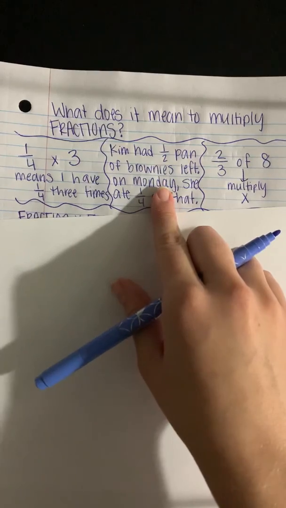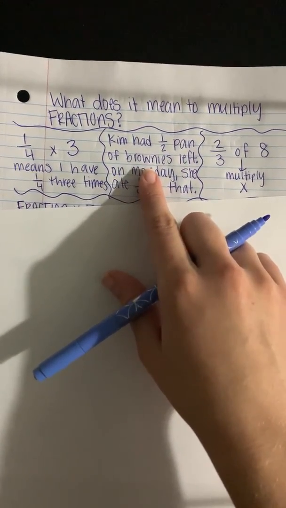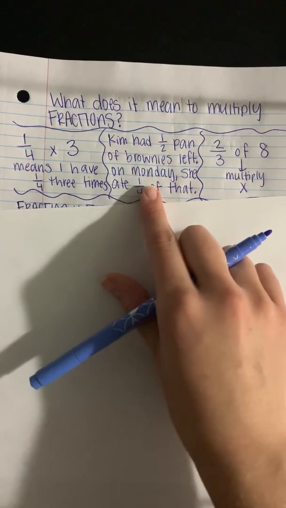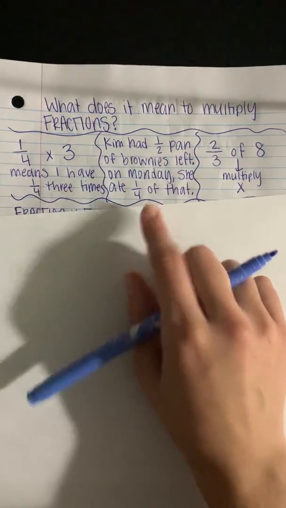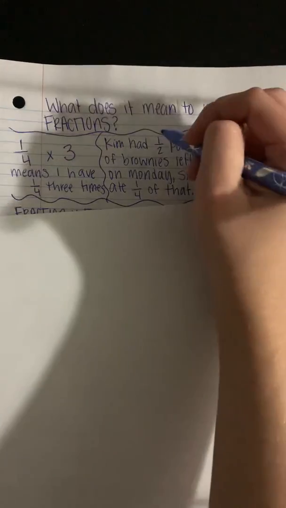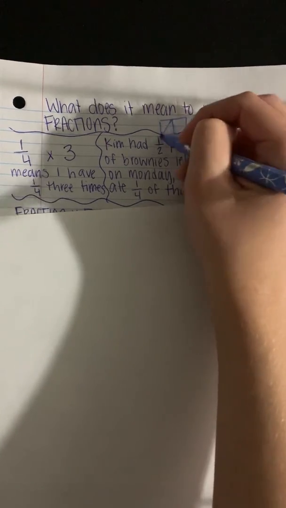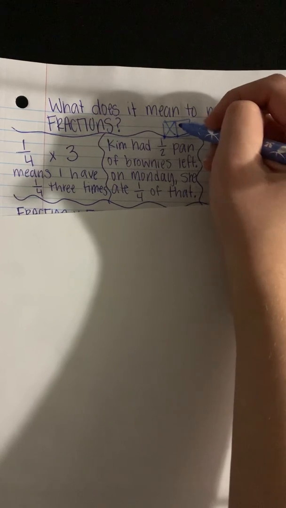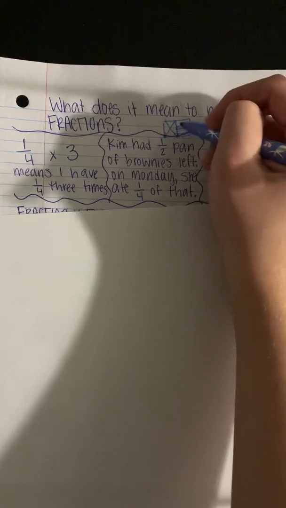Another way to think about this is if Kim had half a pound of brownies left. Okay, so picture Kim made some brownies, she ate half of them, she has half of the pan left. On Monday, she ate 1/4 of that. She ate 1/4 of the brownies that were already left. Can you picture that? Here's the pan. Here's the half that she already ate. Here's the half that's left. And on Monday, she ate 1/4.